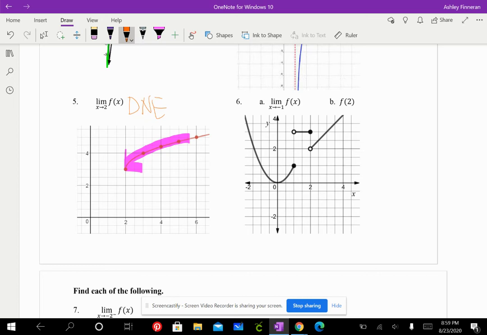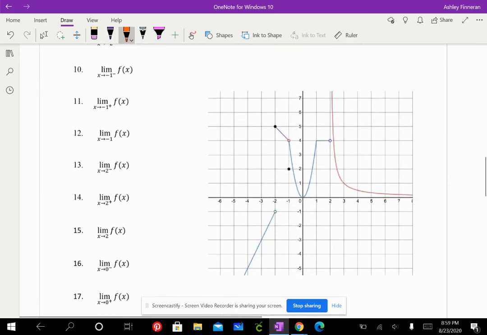In number 6, we want the limit as x approaches -1. So here's -1. So I want this y value. The limit from the left and the limit from the right are both 1. And then f of 2, this is looking for where's the solid dot at 2, the solid point. So the solid point would be here, and that is a y value of 3.